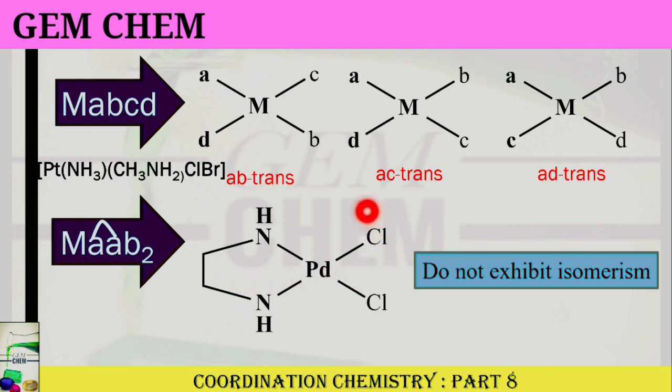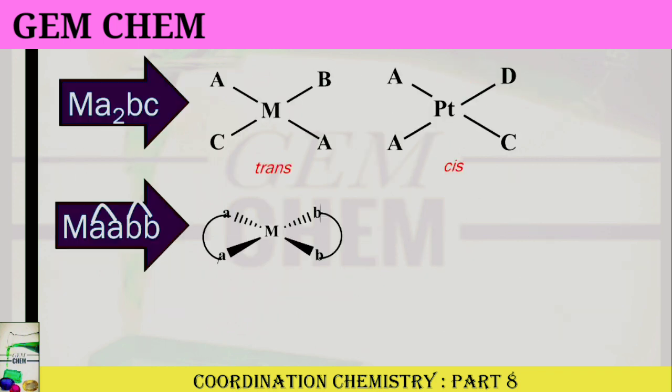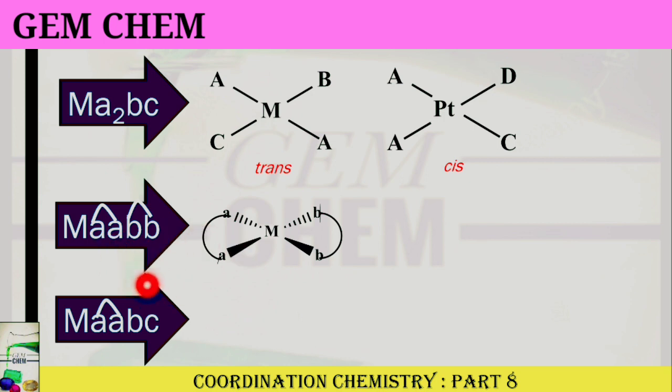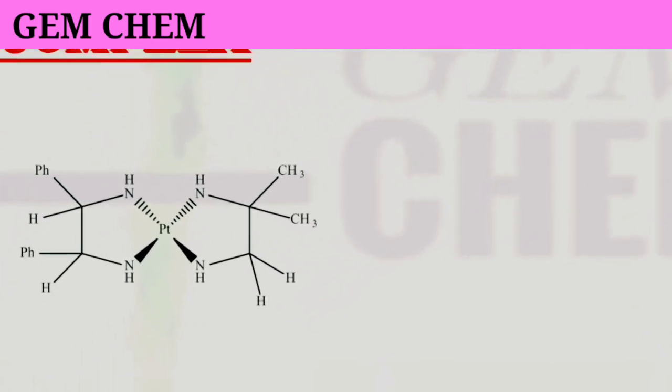First one was this one, next were the other 2, that is this one and this one. No isomerism is being observed. Now this is the most important complex, which is a square planar complex, but still it exhibits optical activity. This is the Mills-Quibell complex and this looks like this. So if you can focus here, this is your structure.